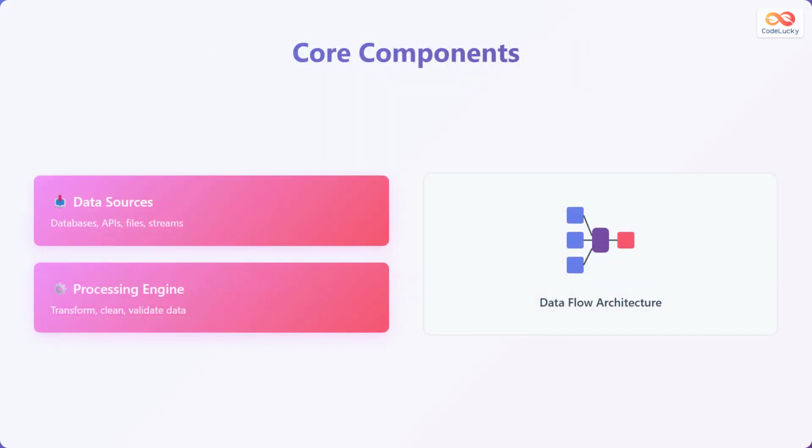Now let's discuss the core components of data pipelines. These include data sources such as databases, application programming interfaces, files, and streams, which provide the raw information, and a processing engine, which is responsible for transforming, cleaning, and validating the data to make it usable for analysis and decision-making. Together, these components form the foundation of a robust data pipeline architecture. You can think of data flowing from the source, being processed, and then stored.